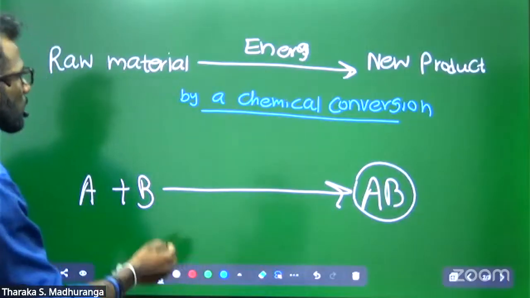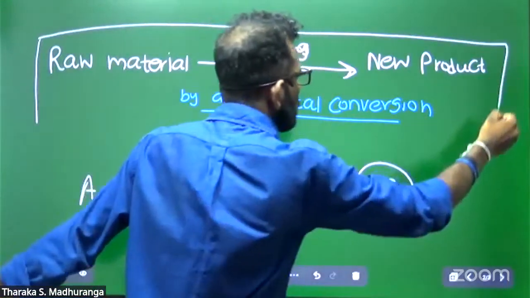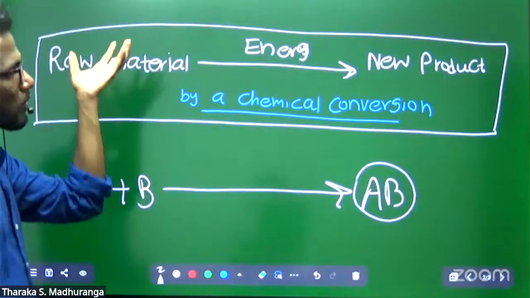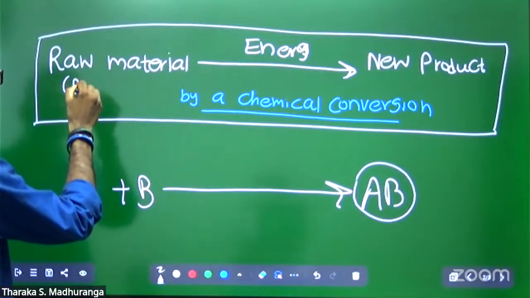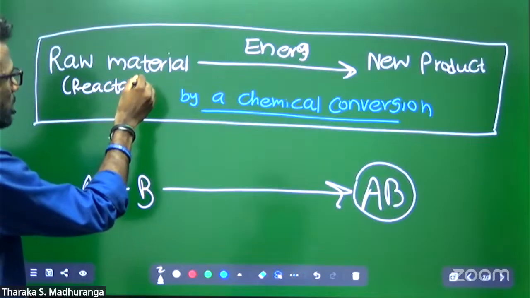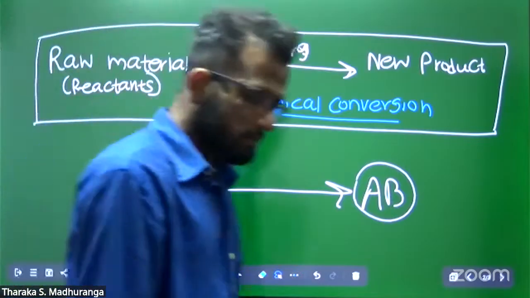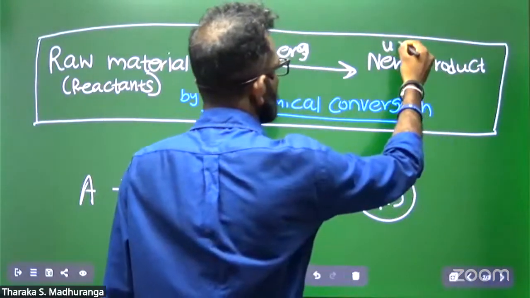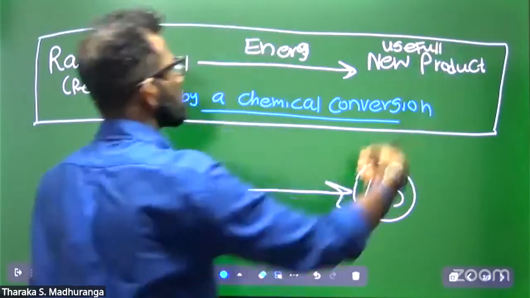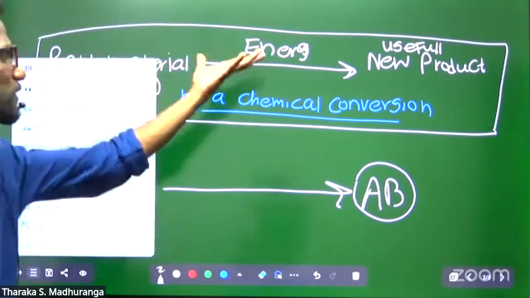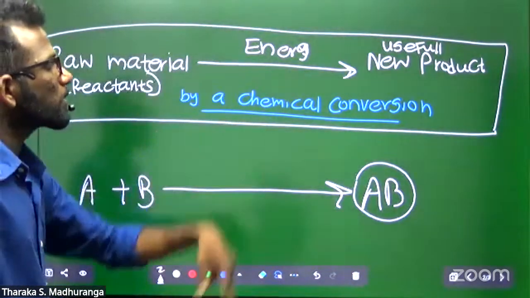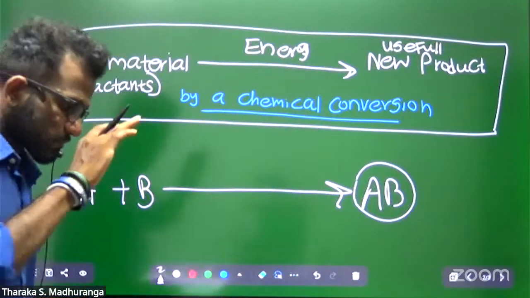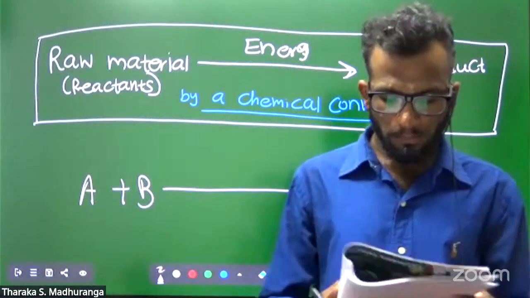Okay, write down this definition, then you can easily remember it. Raw materials mean reactants. Make it clear. Reactants convert into a useful new product using energy by a chemical conversion. That is the chemical manufacturing process.